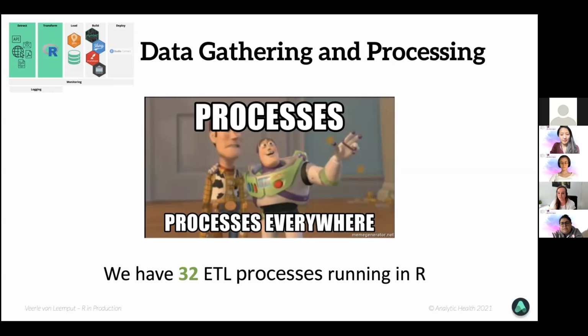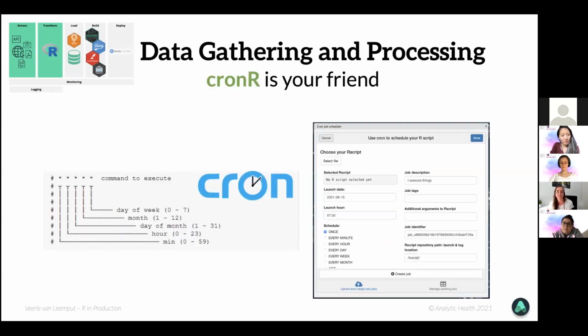And obviously, how do you keep track of these 32 processes? It's not something that you can do manually anymore, so you have to schedule that somehow. For scheduling, we use cron. Cron is actually something that you can install yourself. It has a very nice RStudio add-in even, and it makes it very easy for you to schedule certain scripts. It makes use of cron.